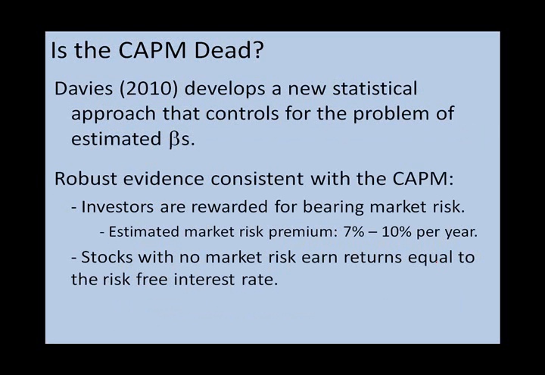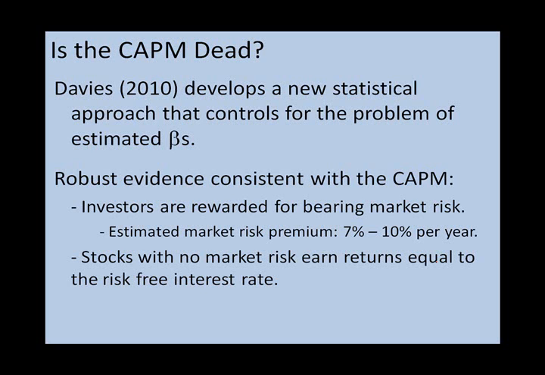And this is actually a problem that I have been working on as well. I've been trying to develop a new statistical approach that controls for the problem of estimating betas. And when you do control for this problem that you have to estimate betas, I find robust evidence that is consistent with the CAPM. Investors are rewarded for bearing market risk, and the estimated market risk premium is anywhere between 7% and 10% per year, which is consistent with the average excess returns that we see for the S&P 500 index over 30, 40, 50 years.